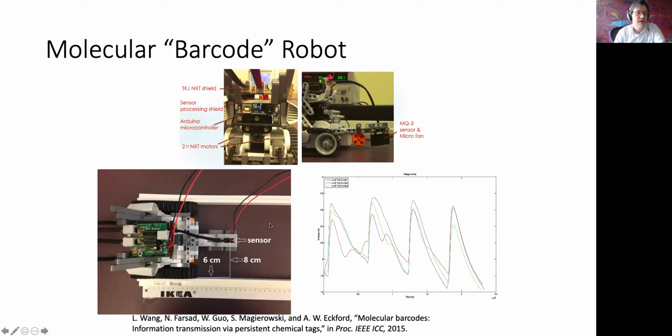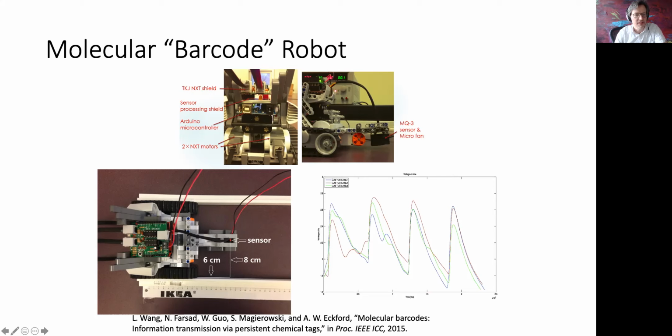Our idea was that we would use it to read what I would call a barcode on a surface. So for instance, a series of dots, perhaps you could have a dot representing a 1 and no dot representing a 0. And if you drove the robot over the barcode, you could detect it. And this is an example of a result that we obtained.